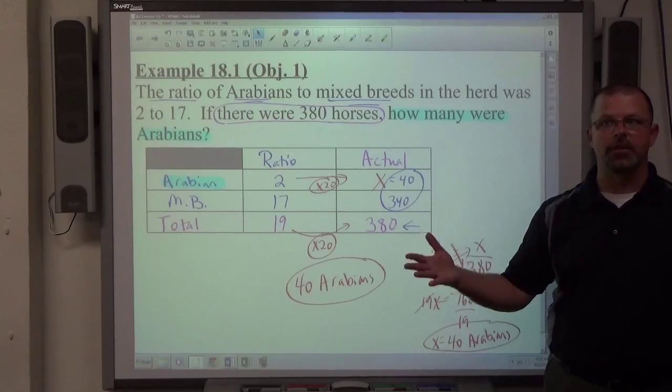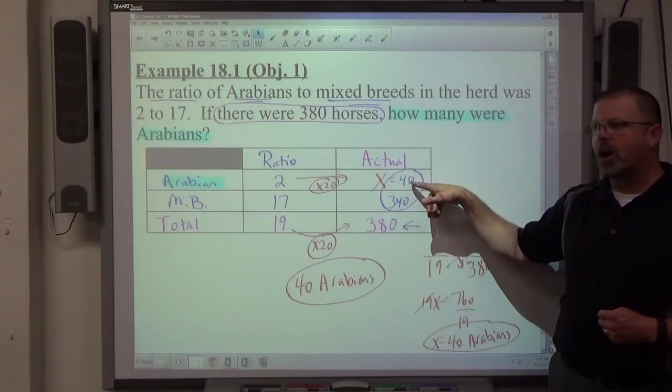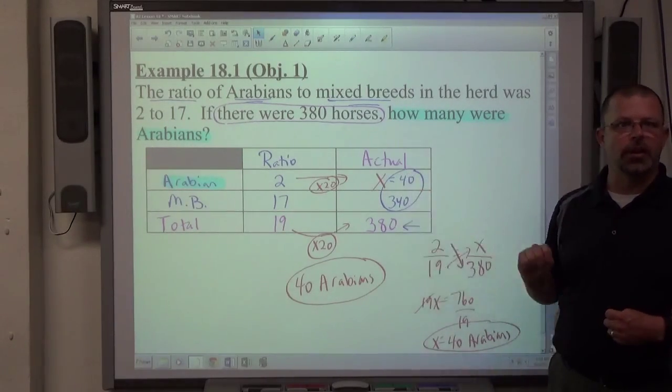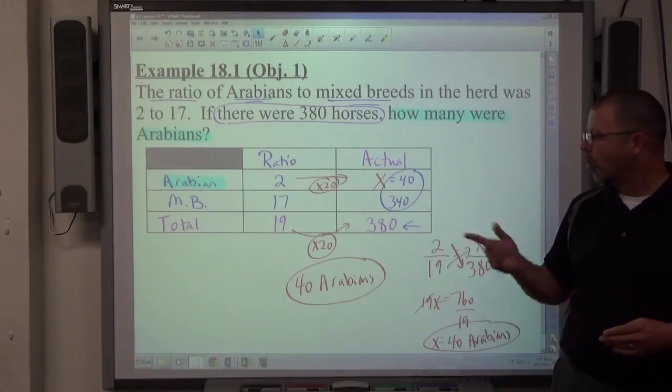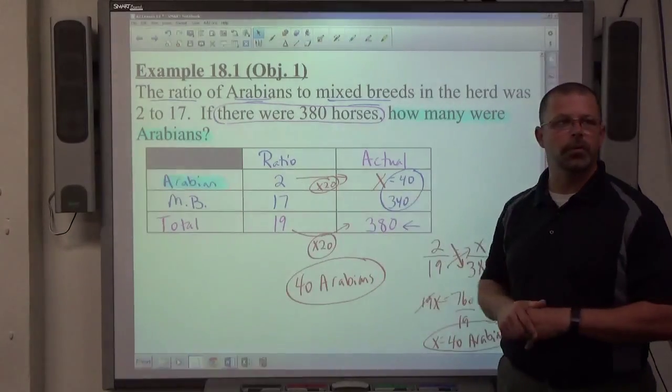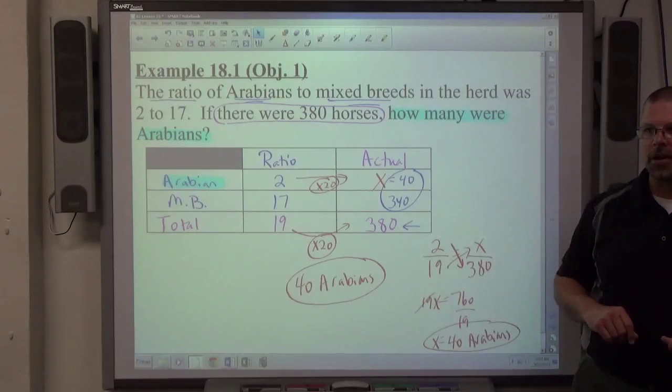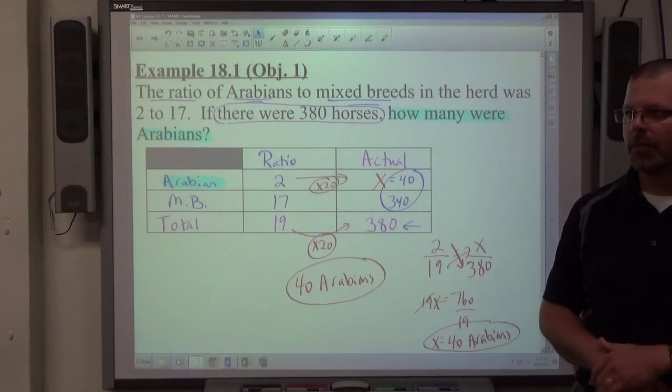If they ask you for everything over here, once you've found all but one, you can do addition and subtraction for the last one. You can also use a proportion again, or scale factor. 17 times 20 is equal to 340. But usually addition and subtraction is easier than multiplication. So that would be the way I'd go.